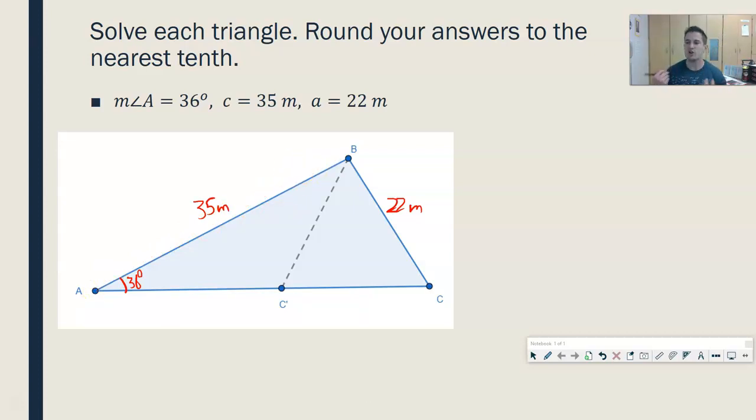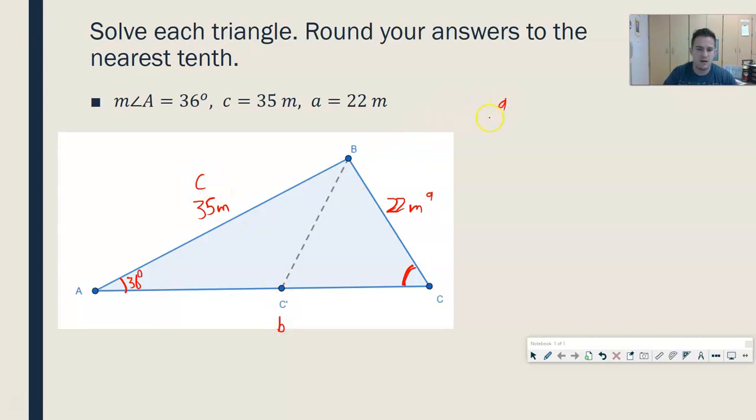So we're going to start solving this, and as we solve it, I'll address some of the concerns that will be brought up because this is an ambiguous case. So I'm going to start by solving for angle C. So let's see, this is side A, this would be side B, this would be side C.